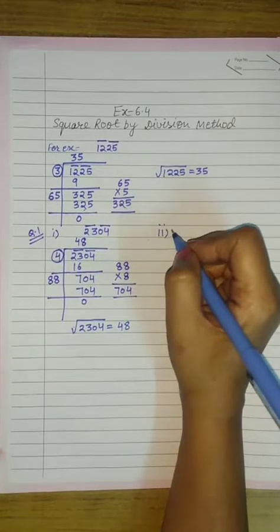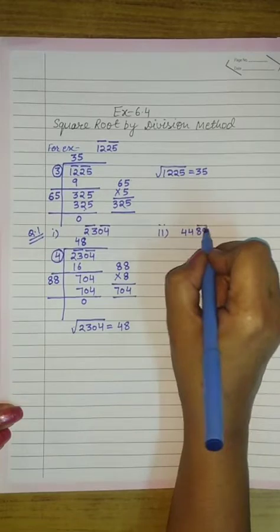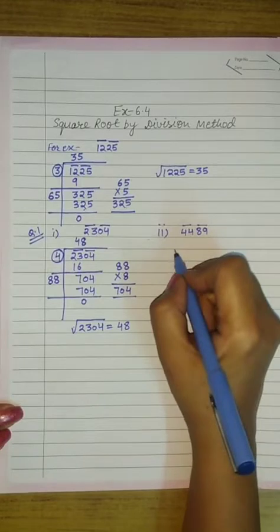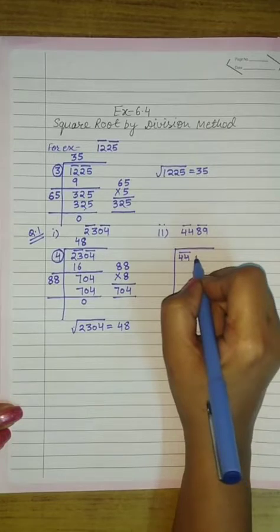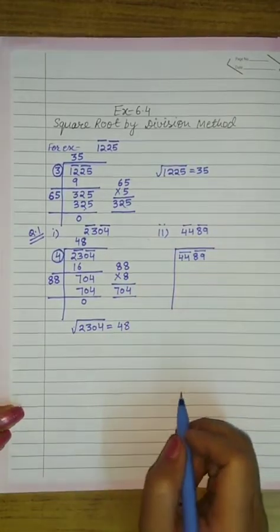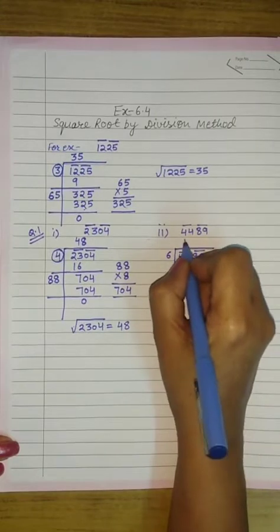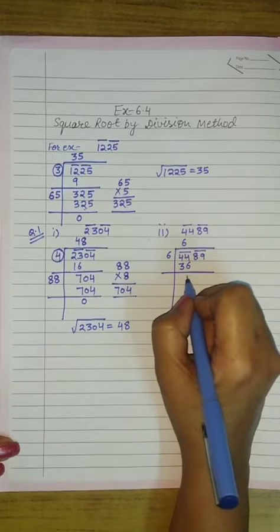Now second part of this question is 4489. Again we are putting bar on the given number. One bar is on 89 and second is on 44. So we will find the square root of this number by long division method. From the left side, we have first number is 44 and no square number gives 44 on multiplying by itself. So we will think of a number which is less than 44, that is 6 6s are 36. On subtracting 36 from 44, we get 8.